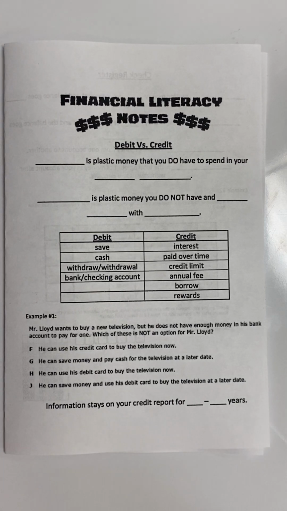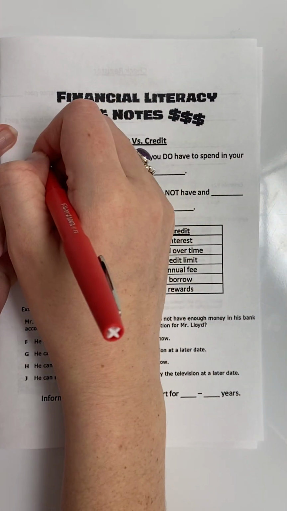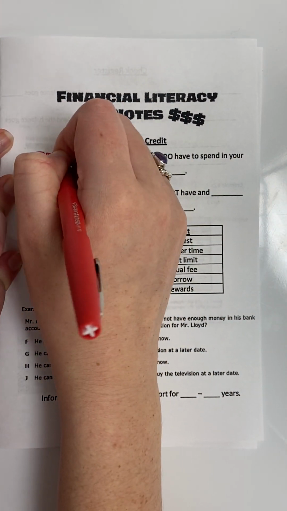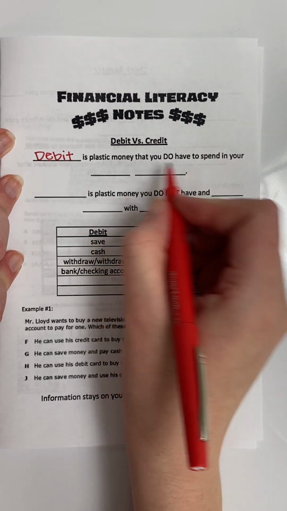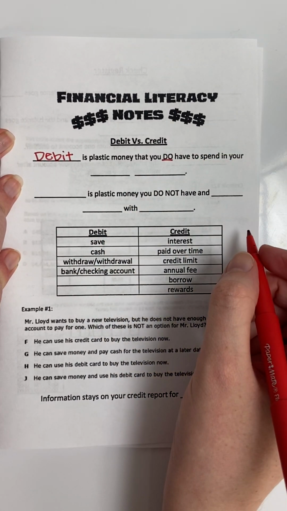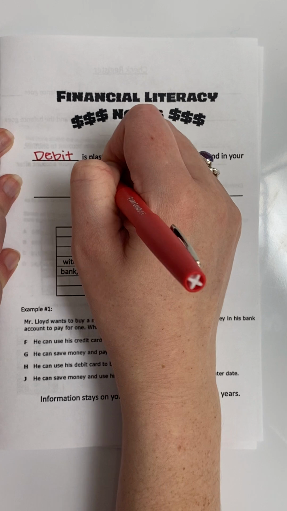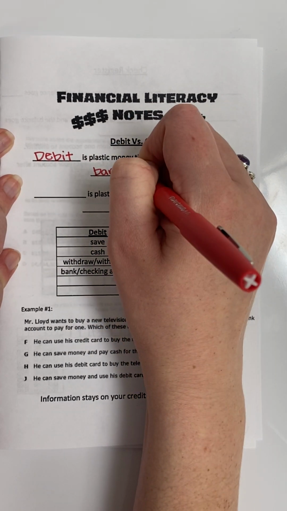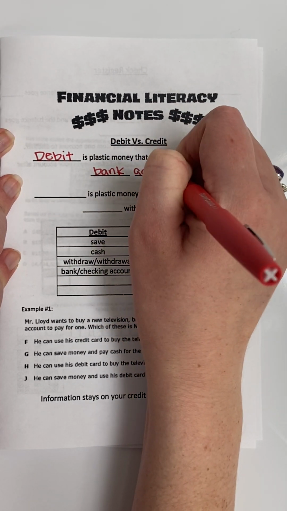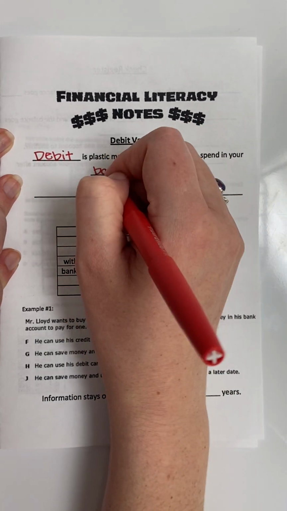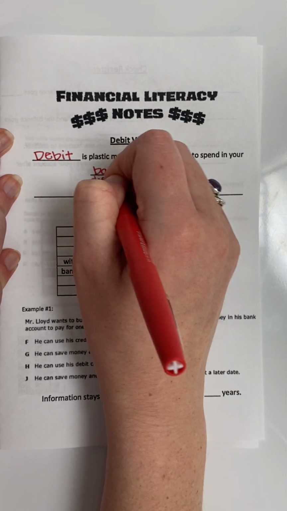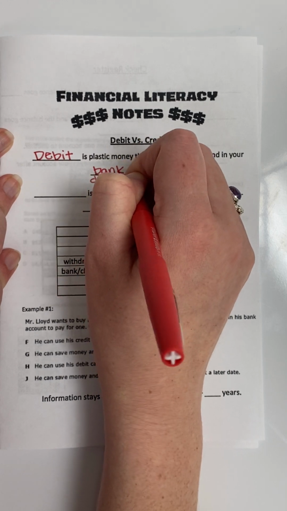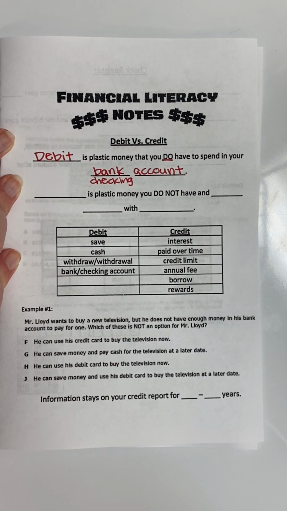All right, so we're going to talk about financial literacy, which is just working with money, okay? So the first thing we're going to discuss is debit cards. Debit cards, or just debit, is plastic money that we do have in our bank account. So this is money that I have put in my bank account. I know it's mine. You can also call a bank account a checking account. So if you hear banking or checking, that's the same thing, and that deals with debit.